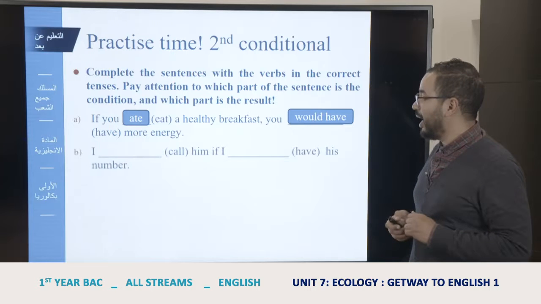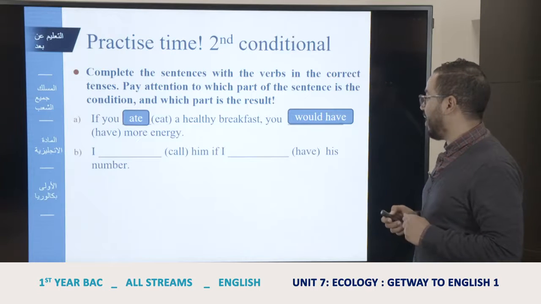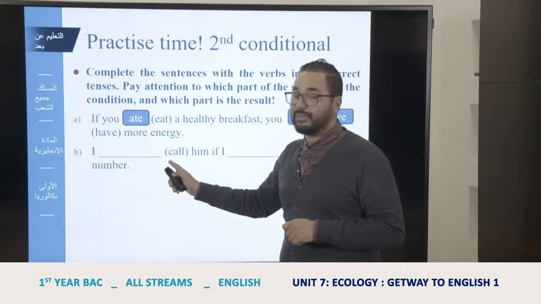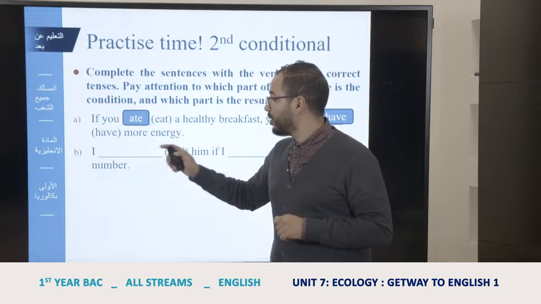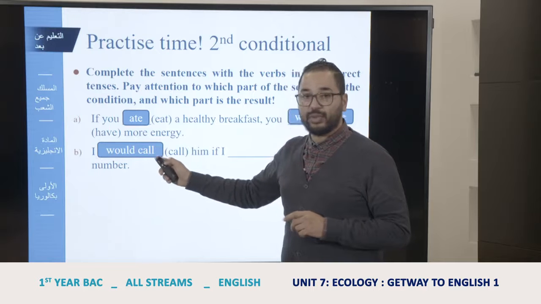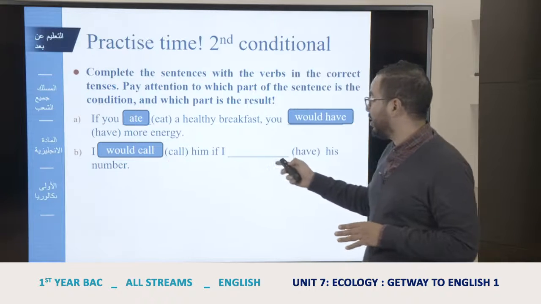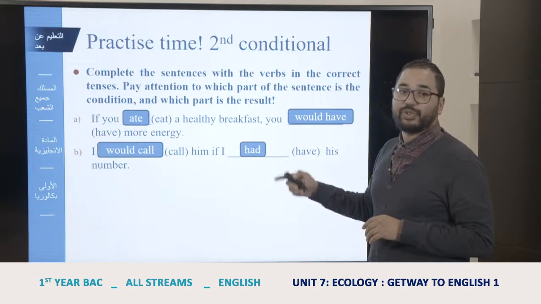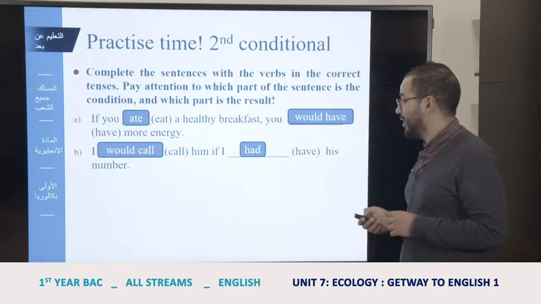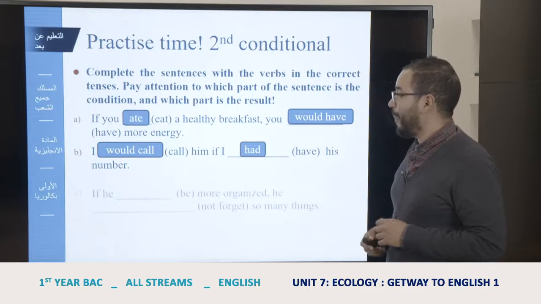Second one, I (call) him if I (have) his address. I can't say here "I called," use the past. No, we use would, okay, because this is the result clause or the main clause, and here is the if clause in which we use the past. So I would call him if I had his number.